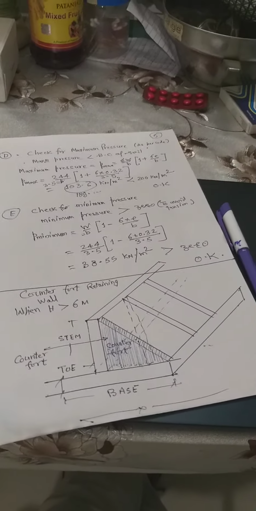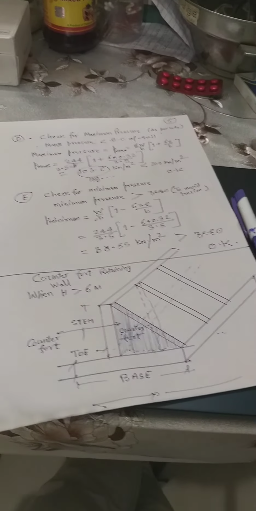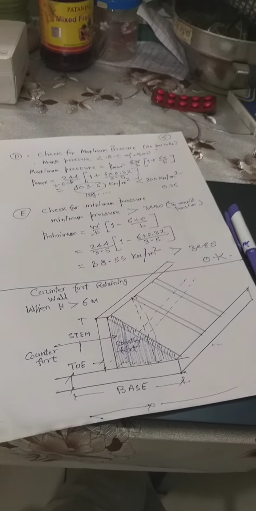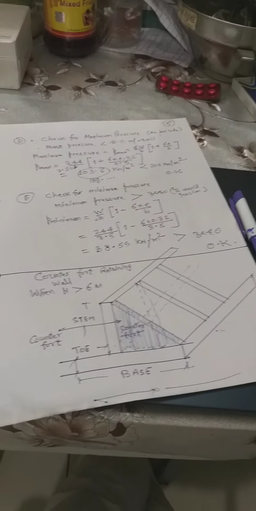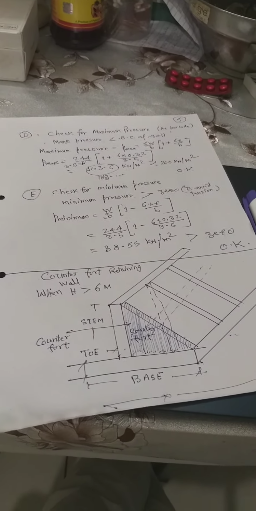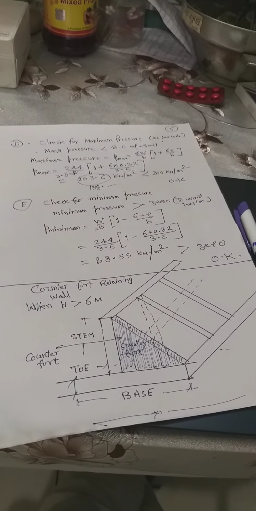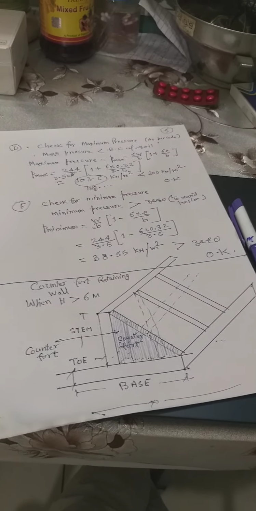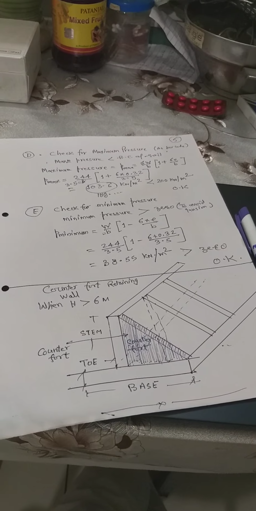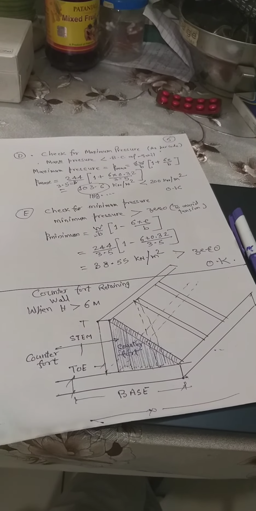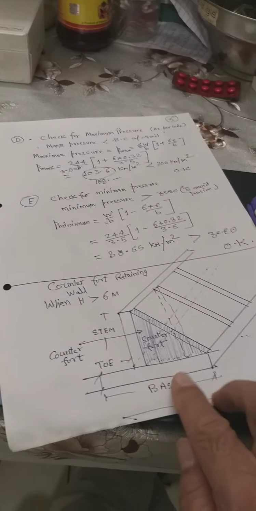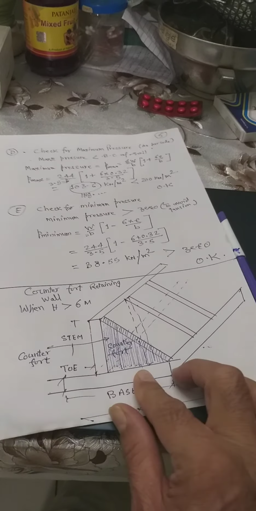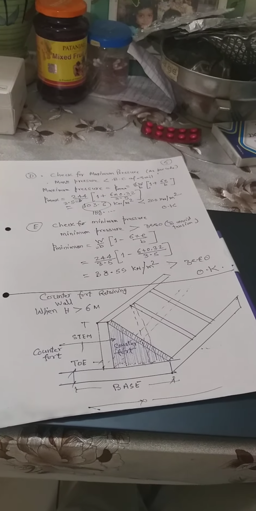So that means although the height is more, we can find that the counterfort retaining wall is more economical. Again I will repeat, when the height is more, by providing a counterfort retaining wall, the thickness of the vertical wall, that is the stem, and the thickness of the base will also be less, and hence we can say this is more economical.